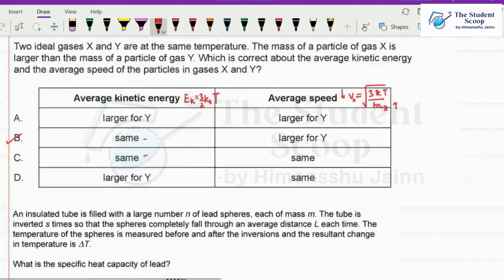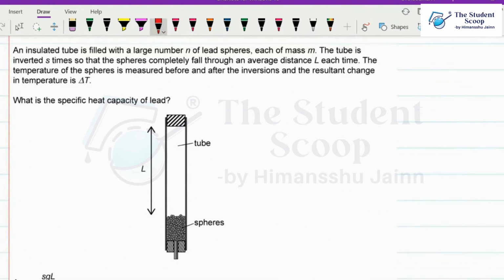What is another possibility for the questions? An insulated tube is filled with a large number n of lead spheres, each of mass m, and the tube is inverted s times so that the spheres completely fall through a distance l each time. So basically, each sphere falls a distance l each time, there are n spheres, and they repeat the process s times. The temperature change before and after the inversion process is ΔT. What is the specific heat capacity of the lead? So where does the energy come from?